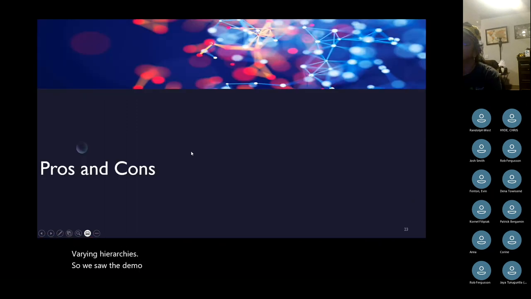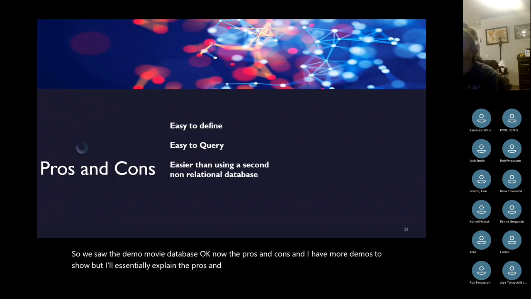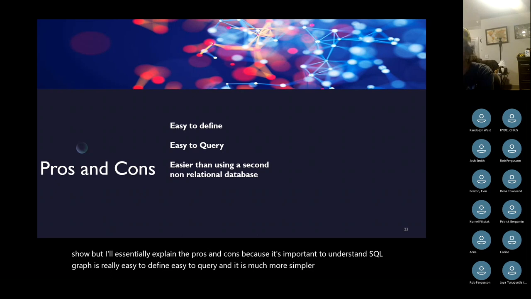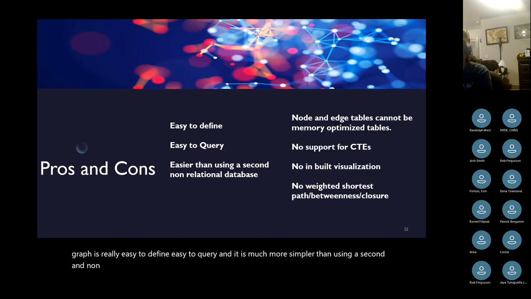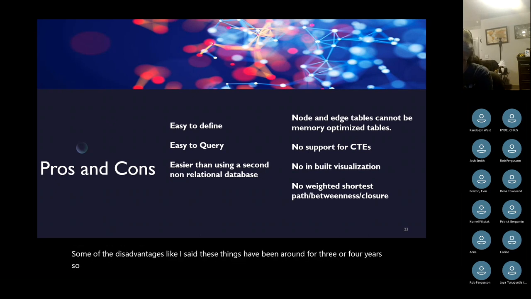Now the pros and cons, and I have more demos to show, but I'll essentially explain the pros and cons because it's important to understand. SQL Graph is really easy to define, easy to query, and it is much simpler than using a second non-relational database. Some of the disadvantages, like I said, these things have been around for like 3 or 4 years, so I don't think it's going to go away anytime quickly or not going to be fixed.